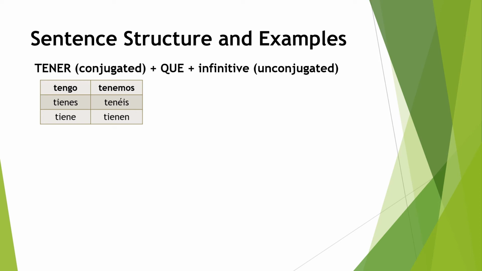So you have tengo, tienes, tiene, tenemos, tenéis, tienen. And again, remember when something is conjugated, that means it goes with a subject. So yo tengo, I have, tienes, you have, tiene, he has, she has, or you have, formal. Tenemos is we have, tenéis is y'all have, and tienen is they have or you all have. So in order with the subject pronouns, remember the conjugations reflect the subject. And then que, and then the infinitive unconjugated.